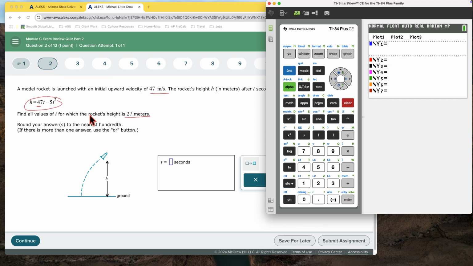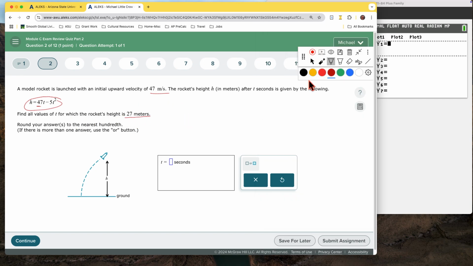So we're going to clear this out. I guess before we start all this, we have to say, what are we trying to do? We want the height to be 27 meters. So that's 27 equals 47t minus 5t squared. One way of solving these is to graph both sides, actually any equation. If you graph both sides of an equation, the left side as y1 and the right side as y2 as a second equation, wherever they intersect each other, that's where they're going to be equal. So that's the key part of this.